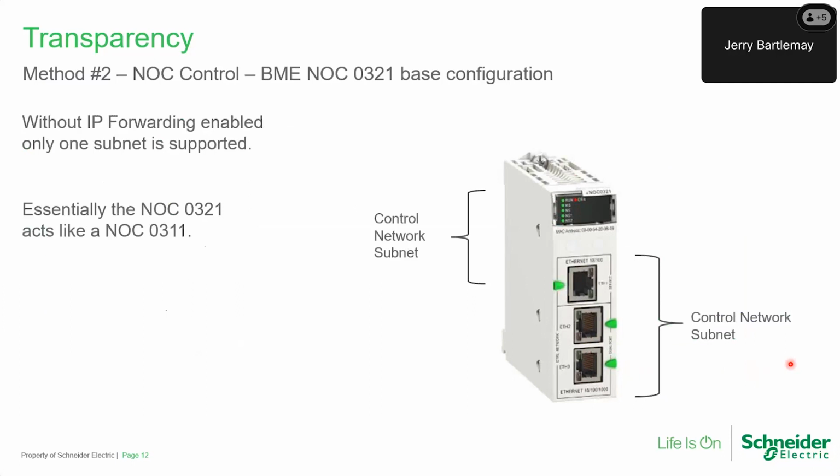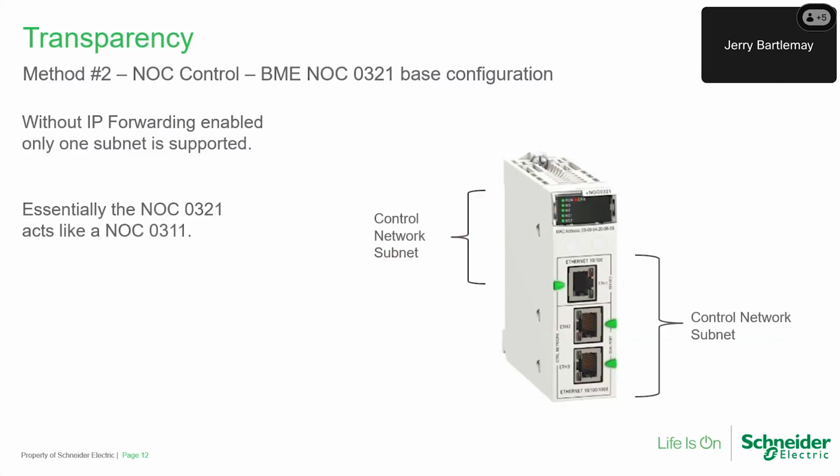So if we don't have IP forwarding enabled, we really only have one subnet, and that subnet is the control subnet. So essentially the NOC 0321 acts like a NOC 0311. That's the FactoryCast version of the NOC modules, and allows a lot of customization from web pages and some diagnostic viewers on it. So it's a very nice module, but the NOC 0321 acts just like that if we don't turn on IP forwarding. And so that means the front ports and the backplane port are part of the control network.